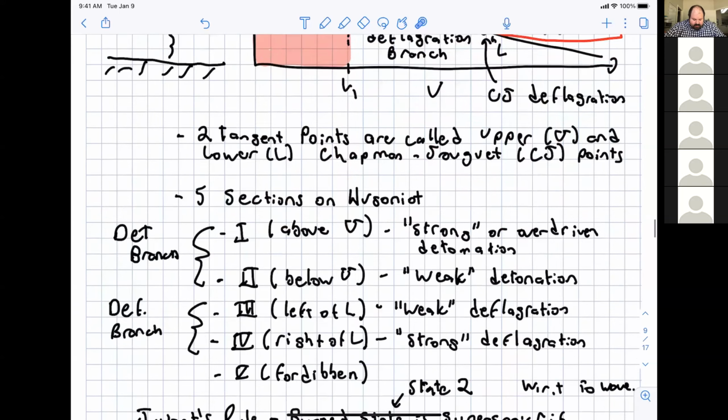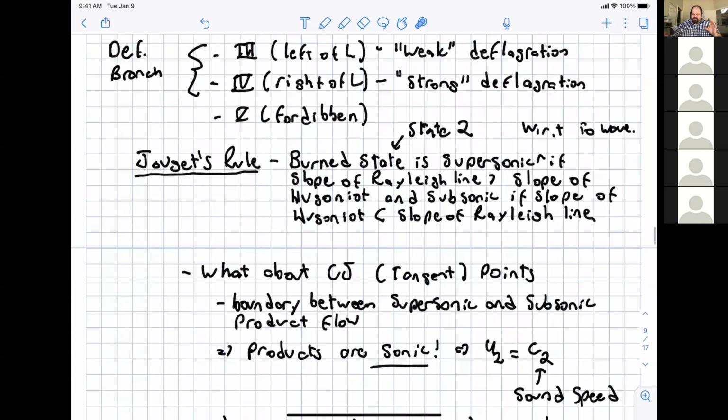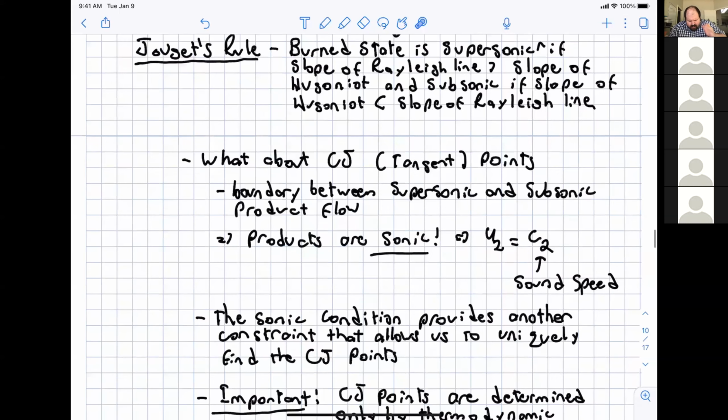Okay, and that's just based on Jouguet's rule and consequences of gas dynamics. Jouguet's rule just states that we can start to examine the properties of these solutions and find which ones are physically real, and which of those 4 regions is physically realizable. Okay, and so now what about those special tangent points?